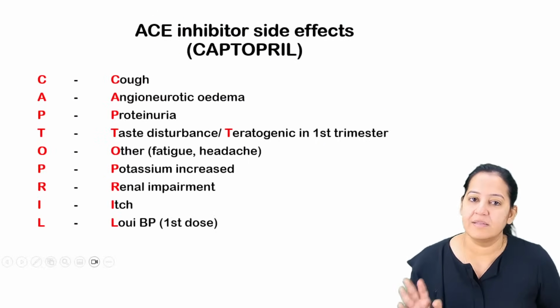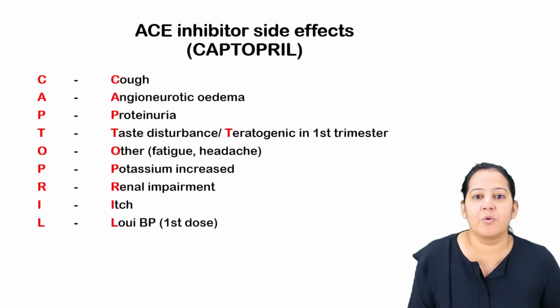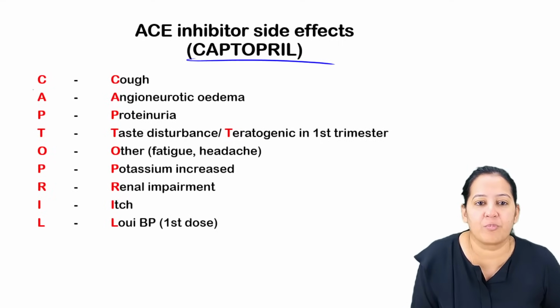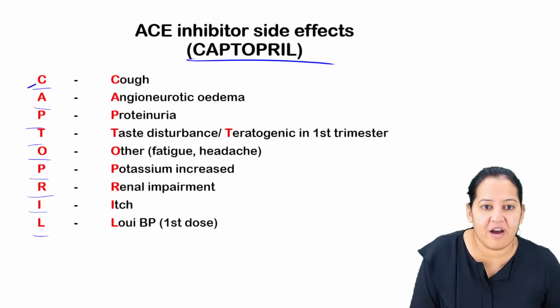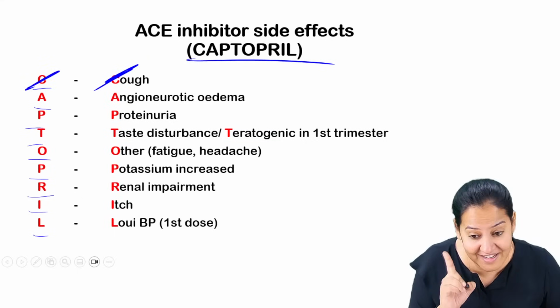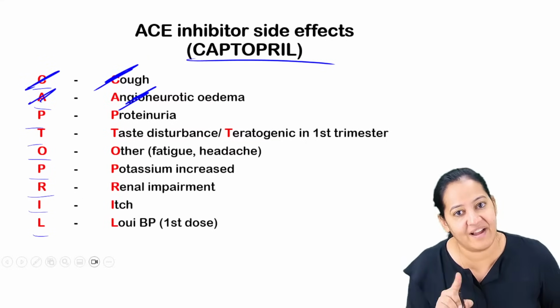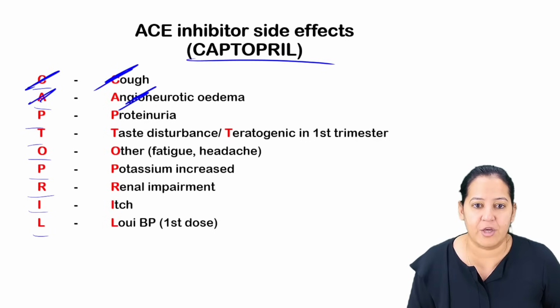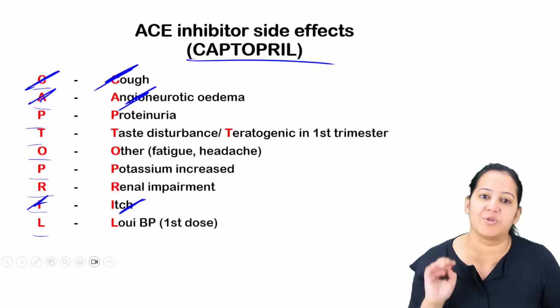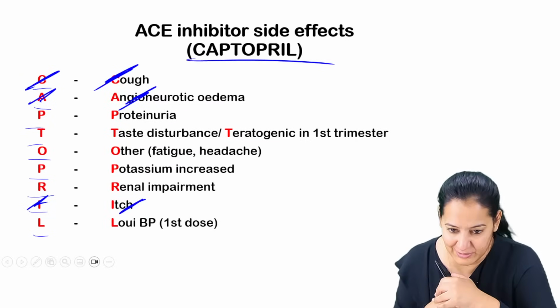Please learn this, these are the uses. And for side effects, the mnemonic is captopril. C-A-P-T-O-P-R-I-L. Captopril. C for cough. I told you cough is due to bradykinin and substance P accumulation. A is angioneurotic edema. It is also due to bradykinin and substance P accumulation. And I is itch. Itch is also due to that. These three are due to bradykinin.